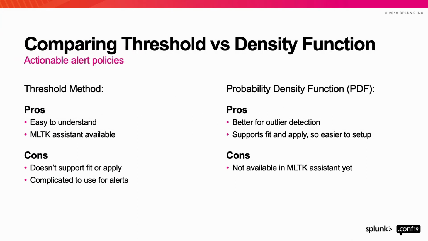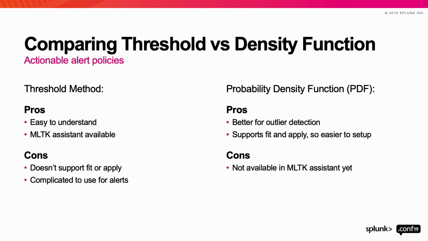Thank you, Euros. So we learned quite a bit along the way here. Comparing the threshold method versus the density function, there are some pros and cons. The threshold method, obviously it works, and it's easy to understand, but ultimately we found for outlier detection that the density function was much more effective.